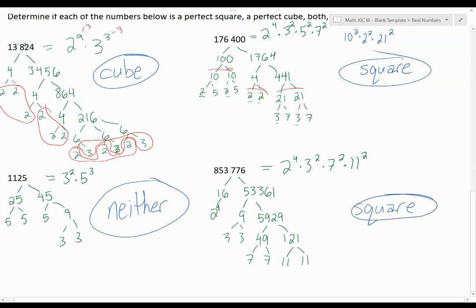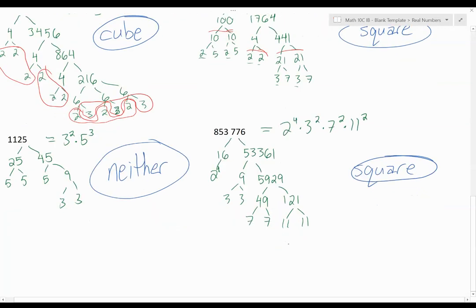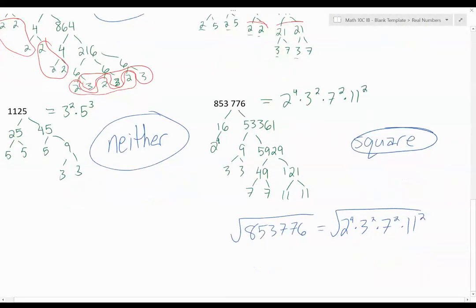If I wanted to know what its square root was, the square root of 853776 is the square root of 2 to the power 4 times 3 squared times 7 squared times 11 squared. Well, the square root of 2 to the power 4 is 2 squared. Square root of 3 squared is 3. Square root of 7 squared is 7. Square root of 11 squared is 11. So the square root of this number is 4 times 3 times 7 times 11, or 924.